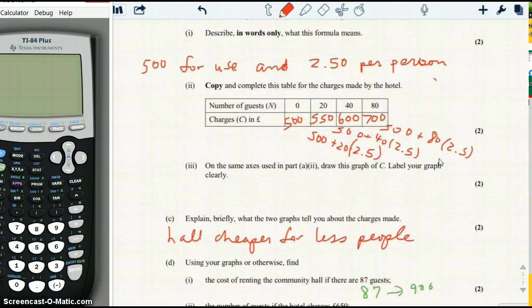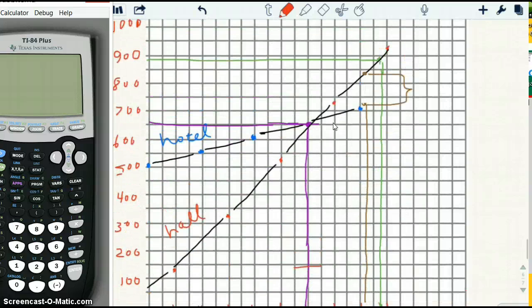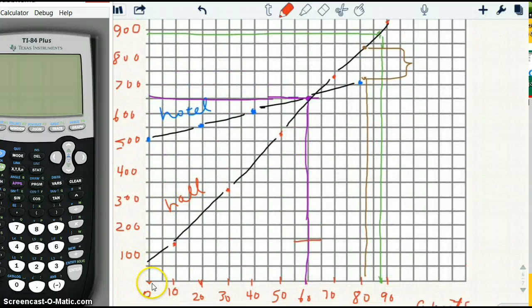Okay, now it tells you to graph that. So we're going to graph 0, 500, 20, 550, etc. So we'll go back down here. We'll look at 0, 500 would be that point, 20, 550 is that point, and then 80, 80 something. This is the last point here. So, I'm sorry, it's this one here, 80, 700. 80, 700, the last blue point.